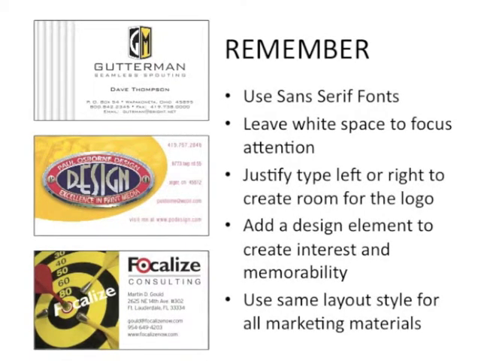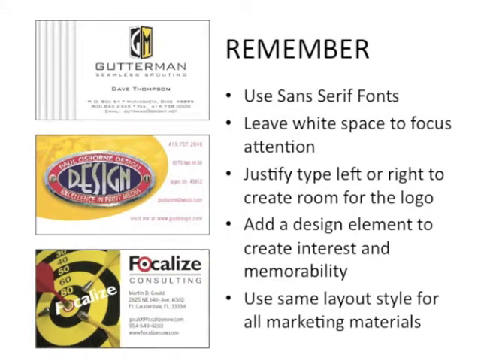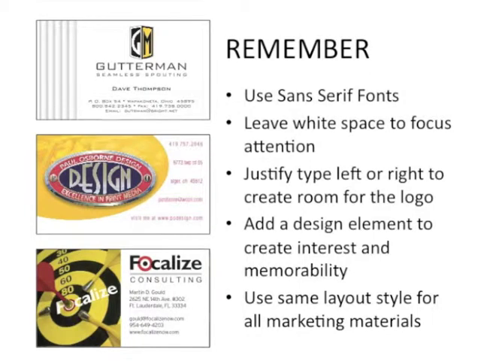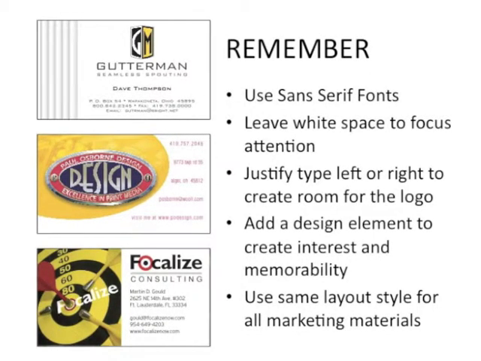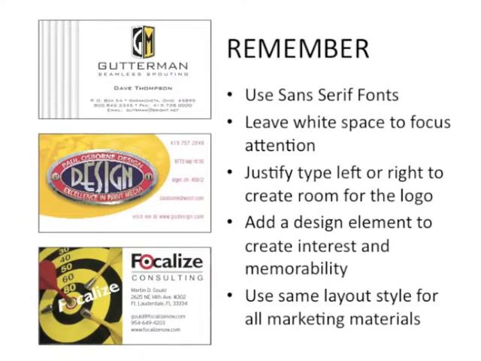Third, justify your type either to the left or to the right if you're doing a horizontal layout, so that you can leave some room to make the logo larger. If you do it flush left or flush right, you can put the logo on the opposite side and you'll get a little bit more room. Next, add a design element to create some kind of interest or memorability. Not a very overt one, but a simple one. A swoosh, a touch of color, something that enhances the interest in the card.